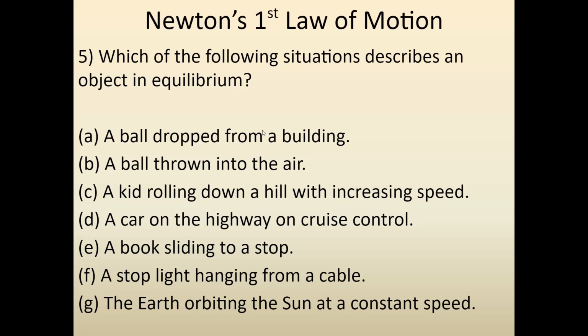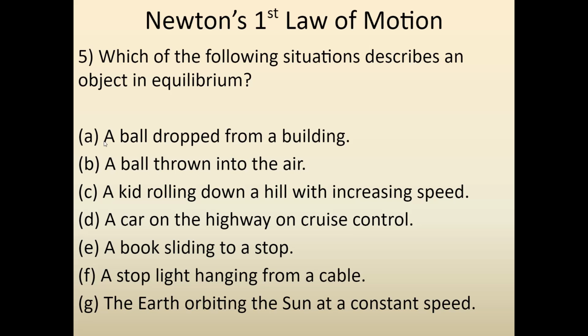We pretty much want to go through each of these choices and see which one could be it. Choice A says a ball dropped from a building. This one is definitely not it because we know objects that are falling in the air are being affected by Earth's gravitational acceleration. Their velocity changes. Therefore, this is not in equilibrium.